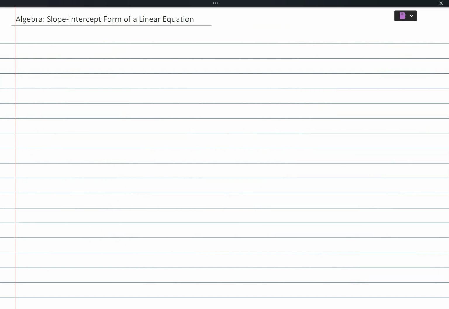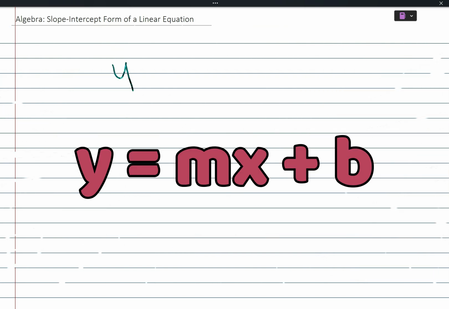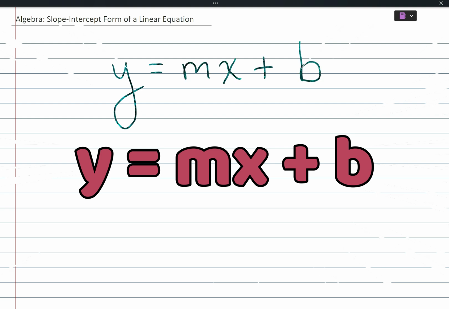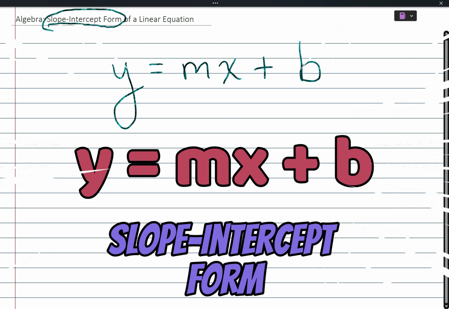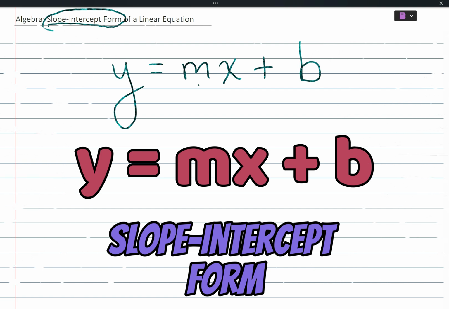In this lecture, we're going to look at what's called slope-intercept form of a linear equation. So you may have heard of y equals mx plus b form. Well, this is slope-intercept form. Slope-intercept form of a linear equation is this, y equals mx plus b form, when your equation is solved for y, and then you have some m value times x on the right, and then a b value.